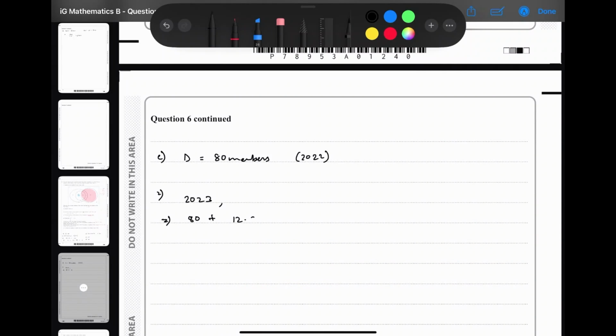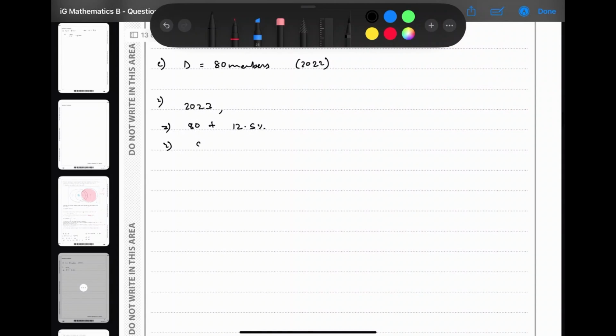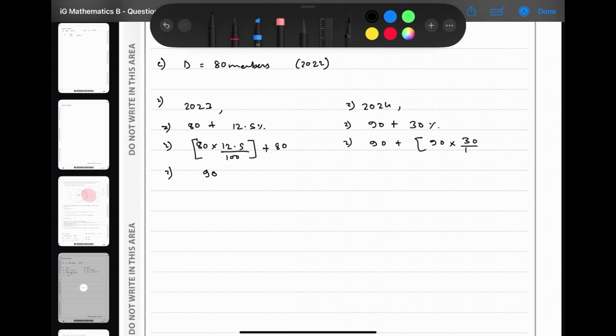A 12.5% increase on the initially 80 members. The increase from 80 in 2023 is to 90 members. In 2024, another 30% increase over the new total of 90. And we get our answer as 117 members in 2024.